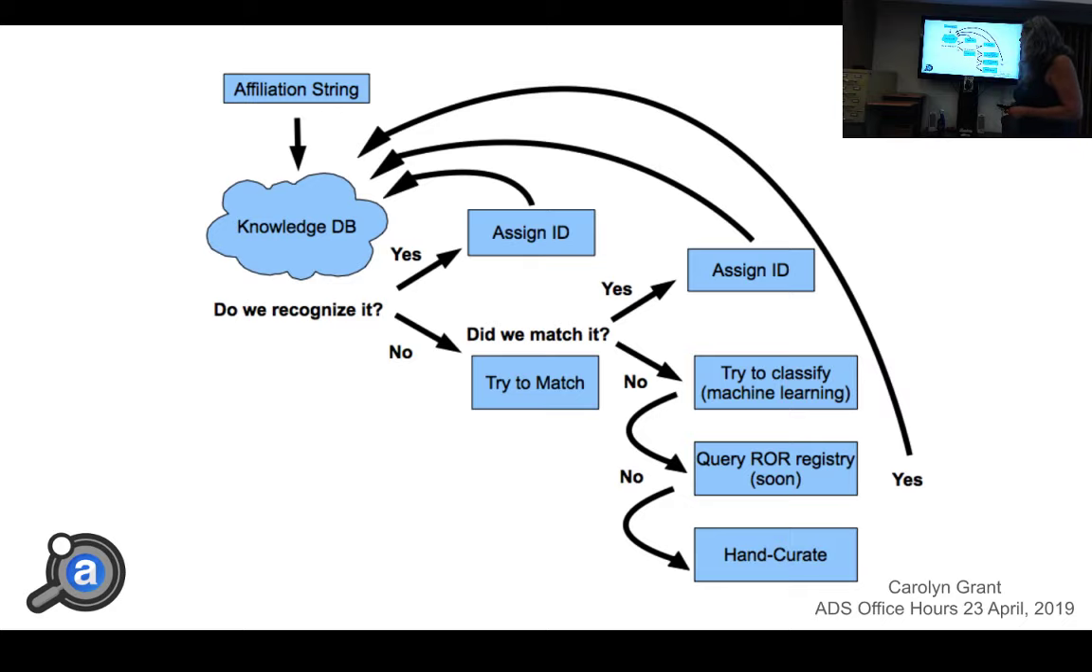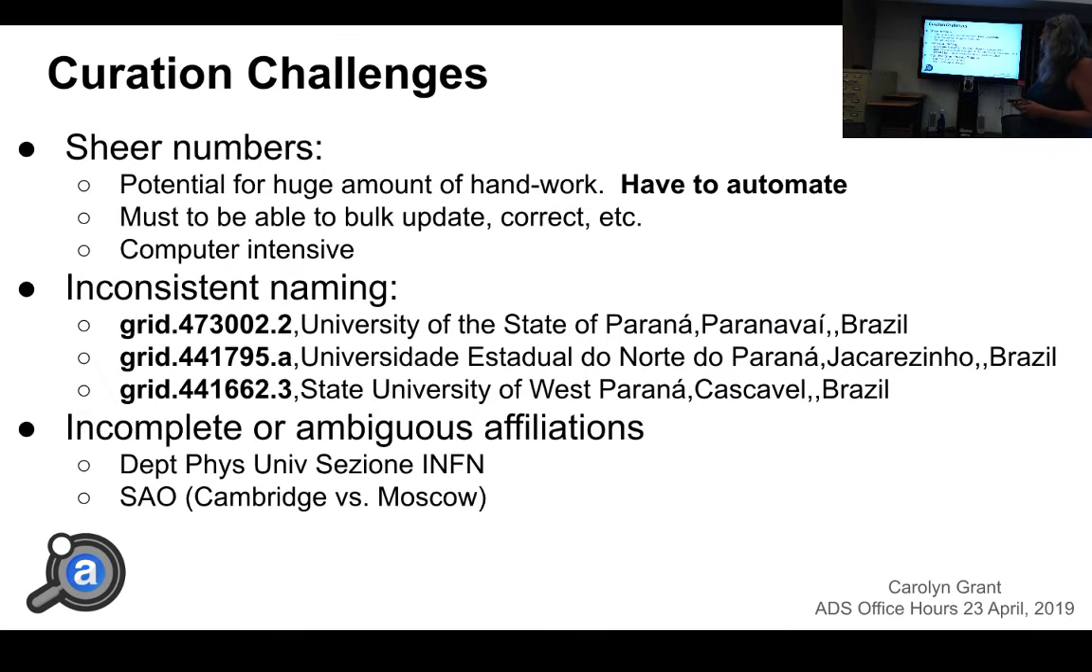Here's a little graph. We've got this big knowledge database with all these strings in it. We get an ID. Do we know what it is? Yes, we assign the ID. We're done. If we don't know what it is, we try to match it, both by string matching, by querying outside registries, by our own internal classification machine learning tool, or we hand curate. Eventually, the goal is to get all of these assigned and build them back into the knowledge database.